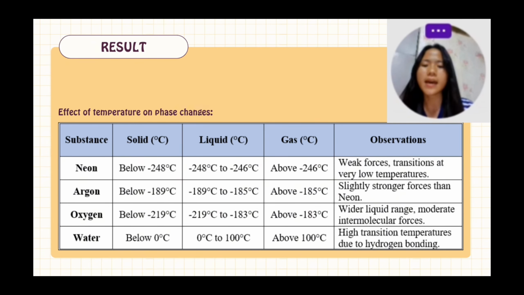And for oxygen, it has a wider liquid range and moderate intermolecular forces. It melts below minus 219 Celsius, stays liquid between minus 219 Celsius and minus 183 Celsius, and boils above minus 183 Celsius. And lastly, for water, it requires the highest temperatures due to strong hydrogen bonds. Water melts at 0 Celsius, boils at 100 Celsius, and remains gas above 100 Celsius.